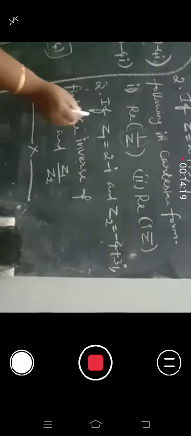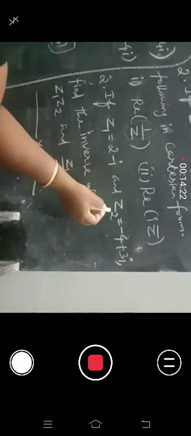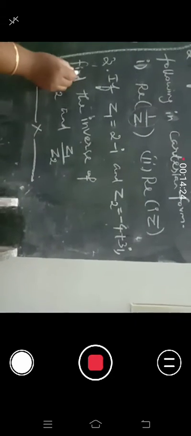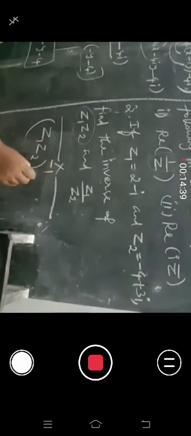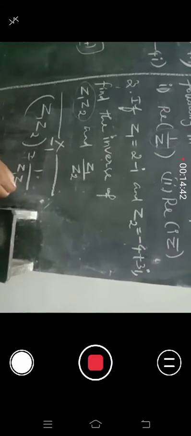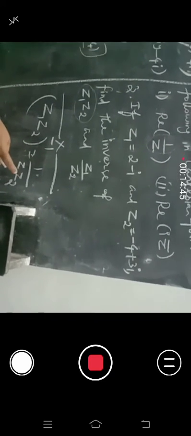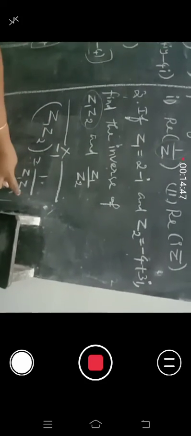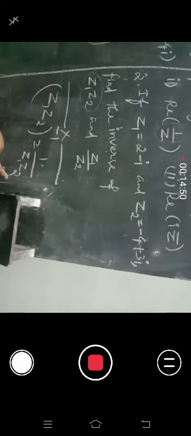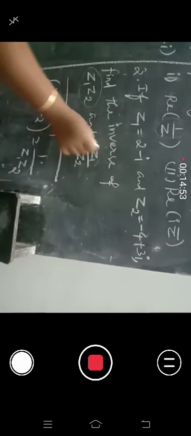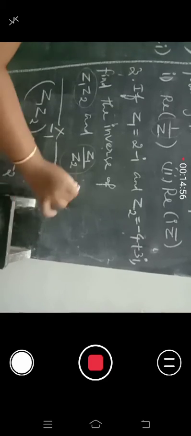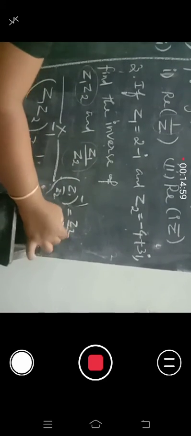Next, third sum. If z1 is the complex number 2 minus i and z2 equal to minus 4 plus 3i, find the inverse of z1 into z2 and z1 by z2. z1 z2 is nothing but multiplication of two complex numbers. Inverse means z1 z2 the whole power minus 1, that is 1 by z1 into z2. Okay, now z1 into z2 is ordinary multiplication. Now quotient form, multiply both numerator and denominator by the conjugate of the denominator. Similarly, you do this. z1 by z2 the whole power minus 1 comes z2 by z1.